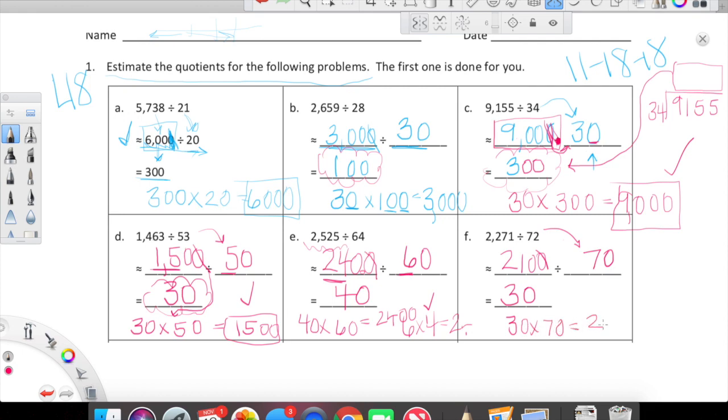3 times 7 is 21 with 2 zeros. Very cool. Let's look at a word problem, and then I think we're going to call it a day, mathematicians.